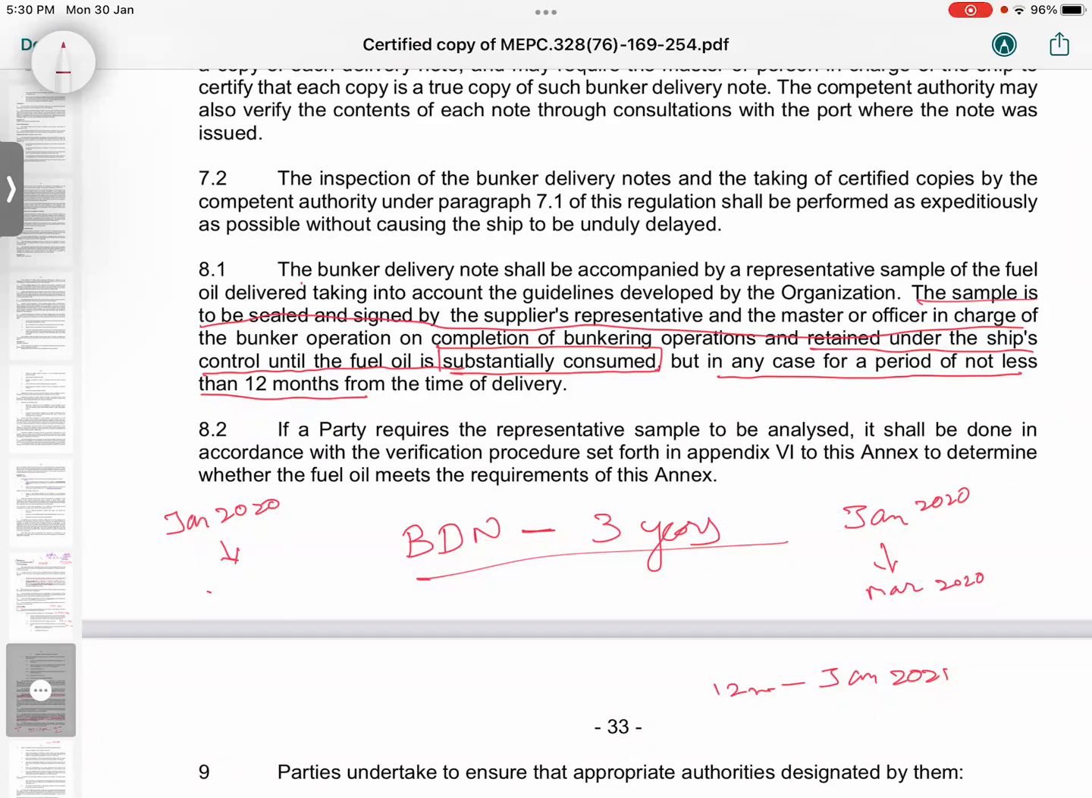Okay. Now you're already in January 2022, right? So your fuel was not consumed until now. So you have exceeded the 12 months, right? At the minimum you have to keep it 12 months. If the time period is going more than that, then you have to keep it for that much time. Understood? If you consume it in less than 12 months, you have to at least keep it for 12 months or until the fuel is substantially consumed. Guys, understood? If the surveyor asks you, please mention this phrase, substantially consumed, right?